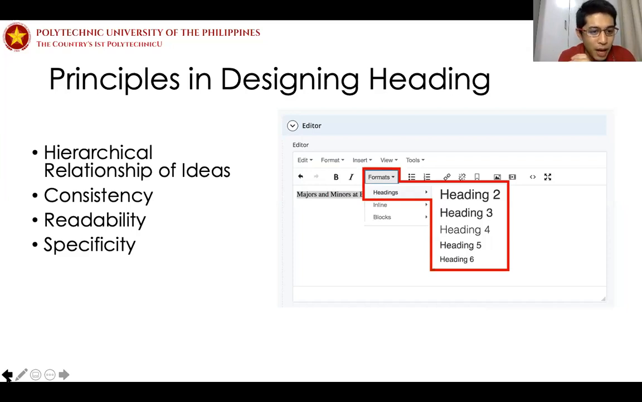And then the last, we have specificity. When we say specificity, that means the headings might be descriptive, but we have to make sure they are specific. It should not raise a question of what among the readers. By simply reading the headings, everything else is there already. The reader could figure out the expectations of what are the items inside this particular heading or subheading.